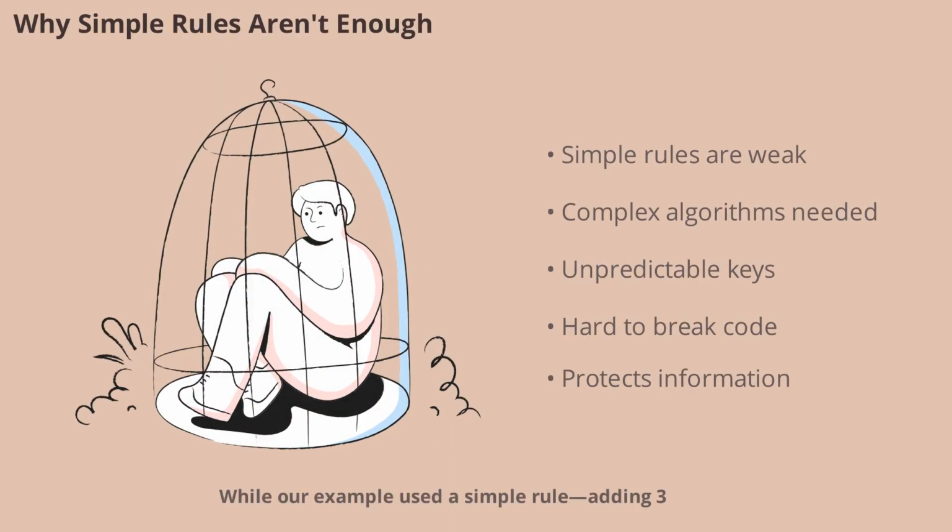While our example used a simple rule, adding 3 to each number, real encryption needs much more complexity. Attackers can easily guess simple patterns, so modern encryption relies on advanced algorithms and unpredictable keys. This makes it extremely difficult for anyone without the key to break the code and access your information.